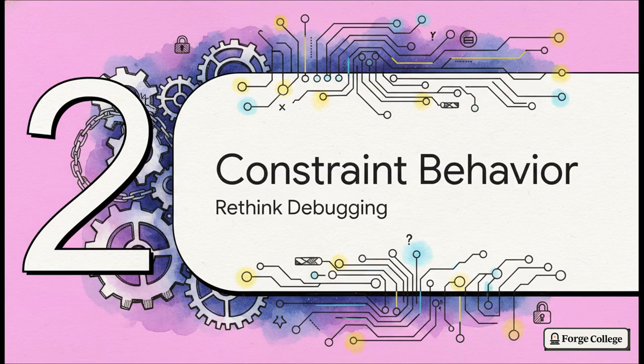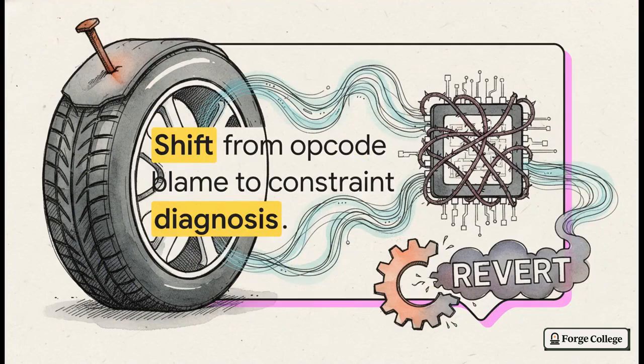Which brings us to Section 2, Constraint-Driven Behavior. This requires a massive mental shift in how we investigate trace failures. We need to completely rethink our debugging approach. So the big takeaway here is that we have to stop blaming the innocent opcodes and start looking at the constraints forcing their hand. Think about it like getting a flat tire on the highway. You don't blame the rubber for going flat. You look for the nail on the road. Opcodes like STORE or SLOAD, they're just following orders. It's the constraint, the nail, that's causing the catastrophic revert.